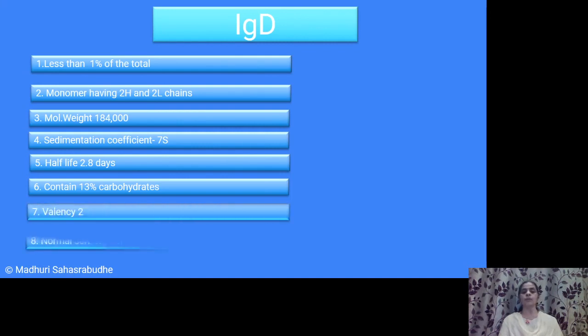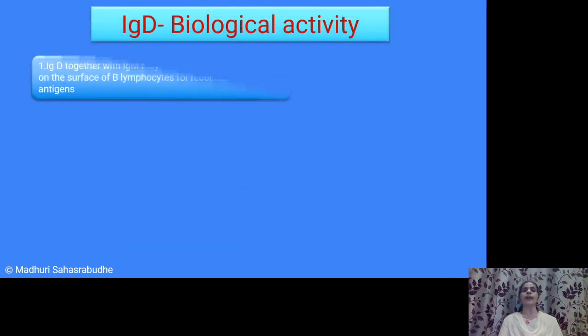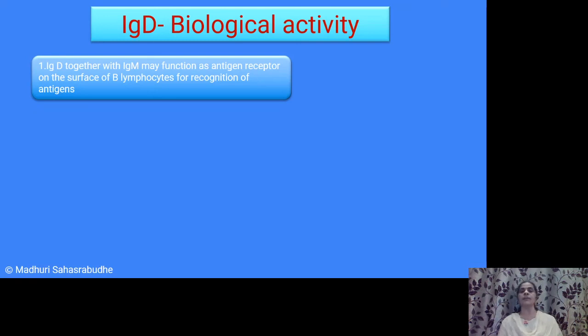Valency is 2. The normal serum level is 0 to 0.04 milligrams per ml. If you look at the biological activity, you will find that IgD along with IgM functions as antigen receptor on the surface of B lymphocytes for recognition of antigens. So the main role is in combination with IgM. It always works in combination with IgM to recognize the antigen and the receptors.